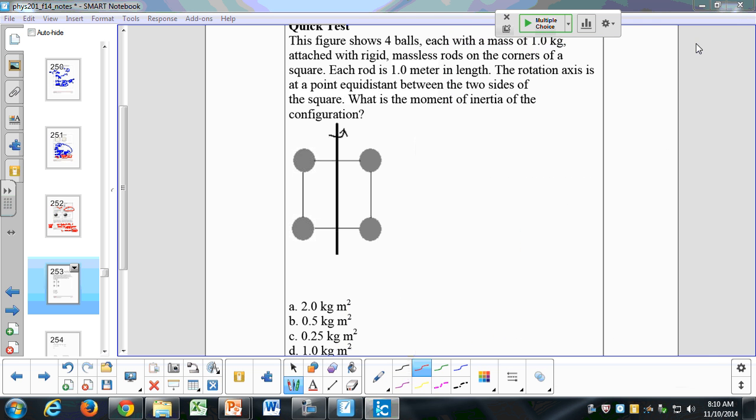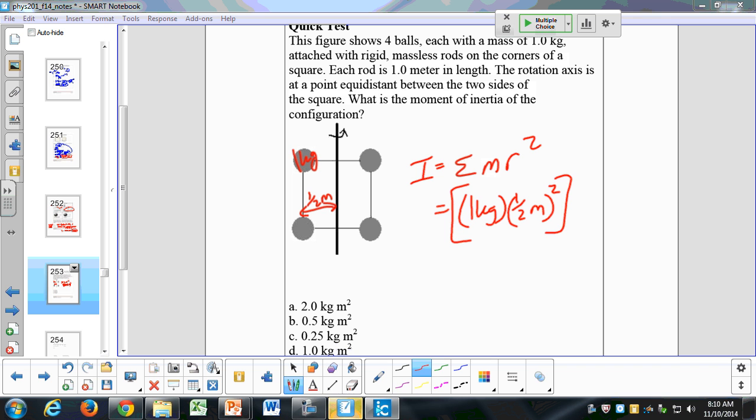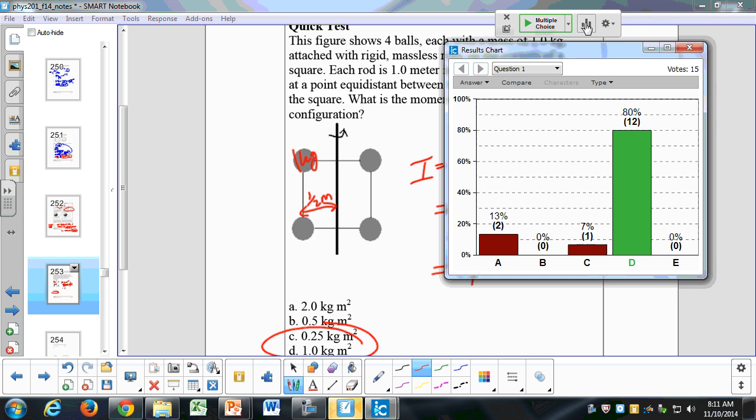I just do the sum of mr squared. Each of these is 1 kilogram, and each is a meter apart from the squares. That means this distance is half a meter. So it's just going to be 1 kilogram times 1/2 meter squared, but then I sum it up for all 4 particles. Since all 4 particles are the same, I'll just multiply by 4. That's 4 times 1/4, or 1 kilogram meter squared. So D is the right answer. So what did I mark? Yeah, good job.